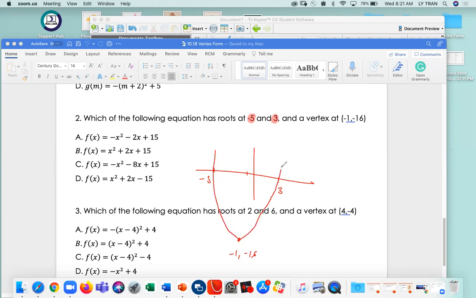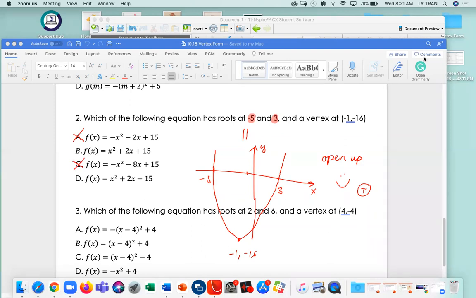It gives me an idea that the graph opens up, right? When it opens up, it's like a smiley face. If you're happy and you know it, then you're going to smile. When you smile, the graph is going to open up. Your a has to be positive. So answer choice A and answer choice C are out of the way. Process of elimination is very important.